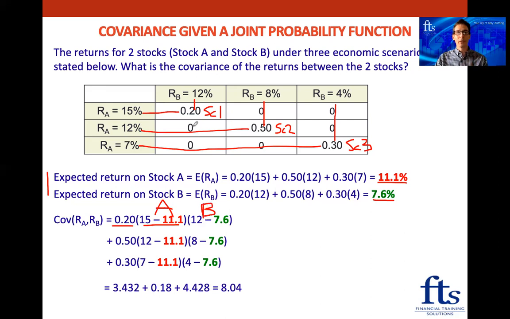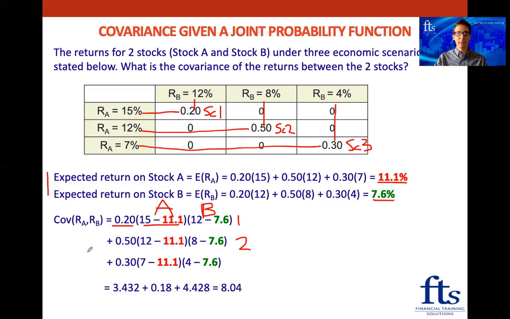So under scenario 1, stock B is doing 12%, and we can see how it's deviating there from its expected return. So we've done it for the first one, that's scenario 1 over there. Now we need to do this for scenario 2. For scenario 2, it's got a 50% chance of happening. And then if scenario 2 happens, the return on A is 12%, and the return on B is 8.